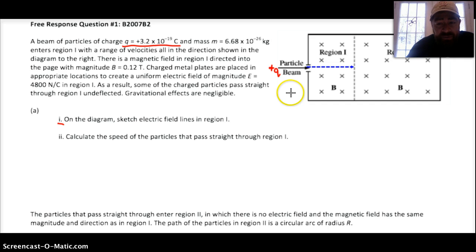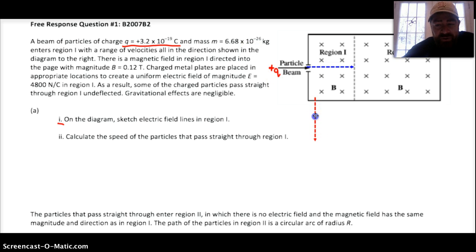So if it's moving to the right and it's positive, we're going to use our right-hand rule. We're going to put our middle finger into the paper in the direction of the magnetic field. Our index finger goes in the direction of the velocity, which is to the right, and therefore our thumb points in the direction of the force acting on each one of these particles. And so you should recognize then that the direction of the force acting on the particles magnetically must be up, which then means that the electric field must be directed downward in order to counter it.